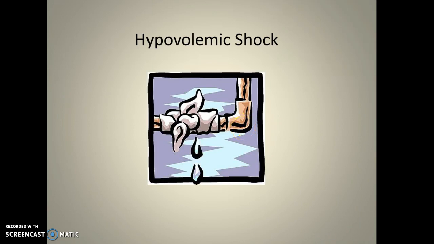Our next type of shock that we're talking about is hypovolemic shock. So what is this and why am I looking at a leaky faucet? Well, hypovolemic shock is a second type of a low blood flow shock. What this means is this occurs when there's a loss of intravascular fluid volume and the volume is inadequate to fill the vascular space. Now, there are two types of hypovolemic shock, and they are classified under absolute and relative loss.